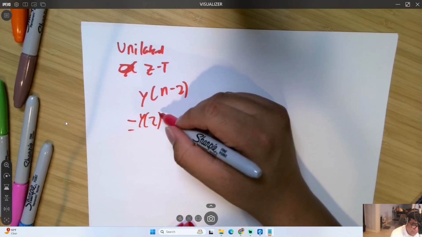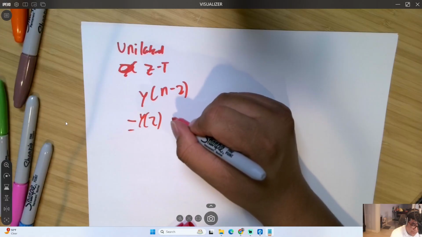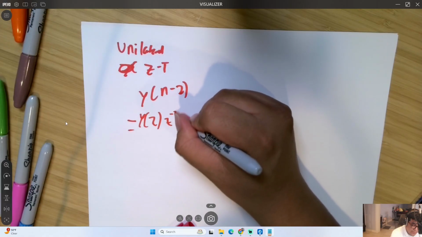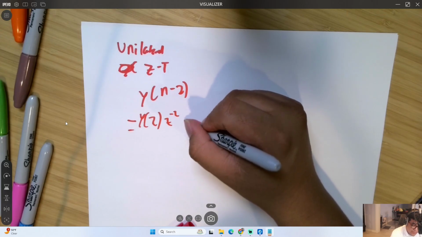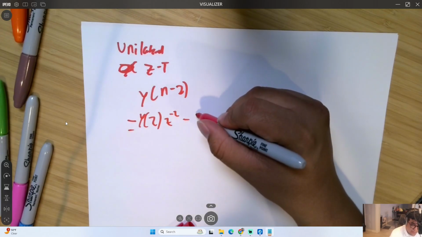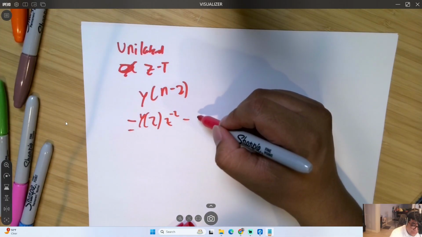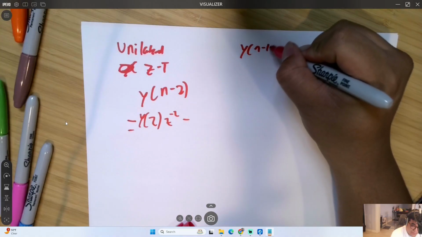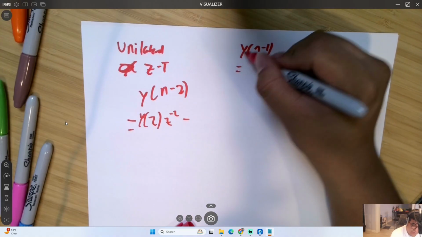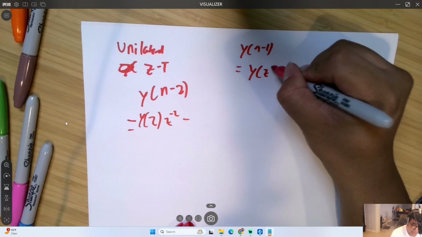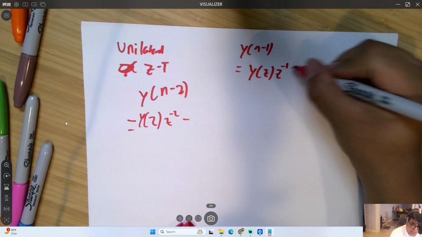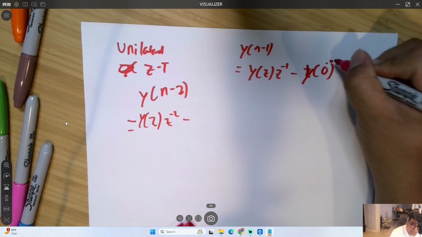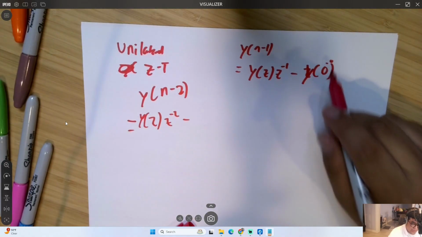Y(z) of, what do you call it? Well, Y(z) z to the minus 2, right? And minus... Y of n minus 1 is going to give you, if I were to do the Z transform, z to the minus 1 Y(z) minus y of 0, that initial condition. I think that's what it was.